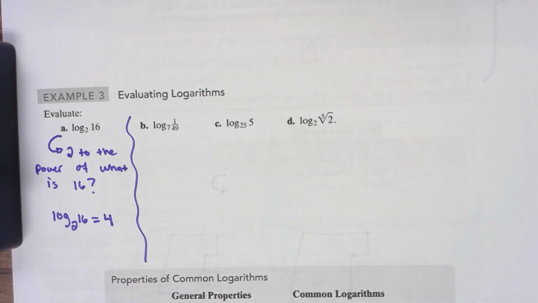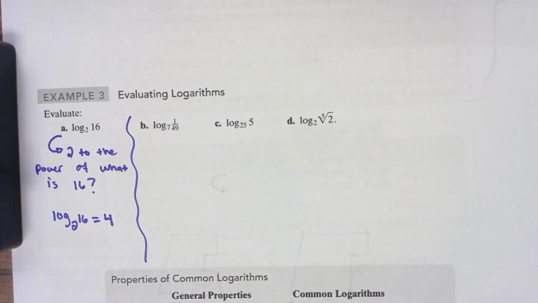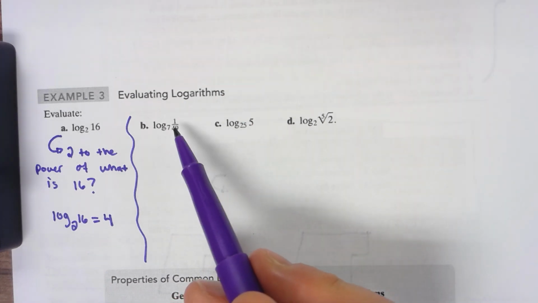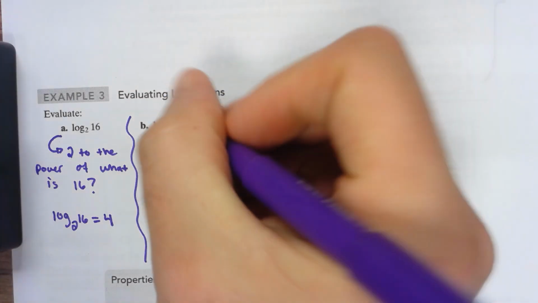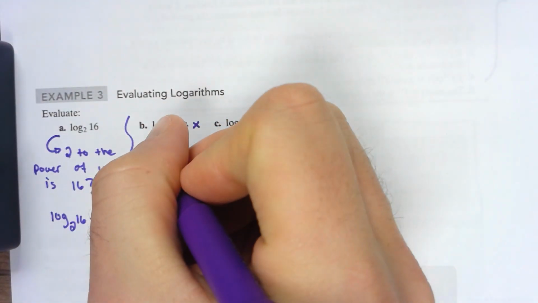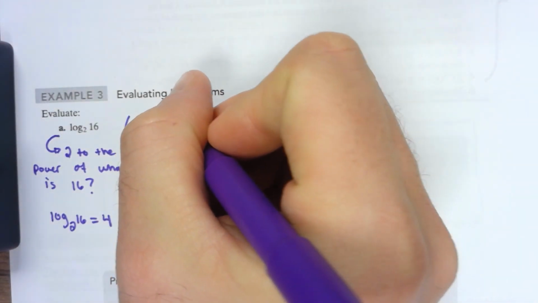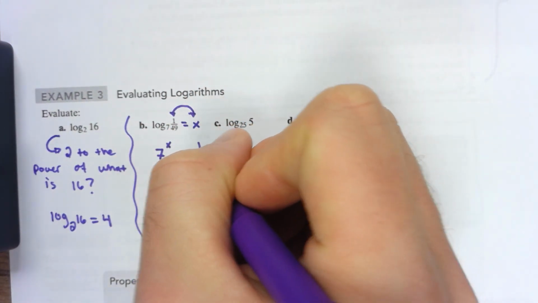So when we see logs, again, you're essentially making that conversion to an exponential: the base to the power of what equals what we're taking the log of. So in part B, we're thinking 7 to the power of what is 1 over 49. Now, another way to do this is set these equal to x. And when you set it equal to x, you can then do that conversion to an exponential, where I keep the base the same, change the location of the other two terms, so 7 to the power of x equals 1 over 49.